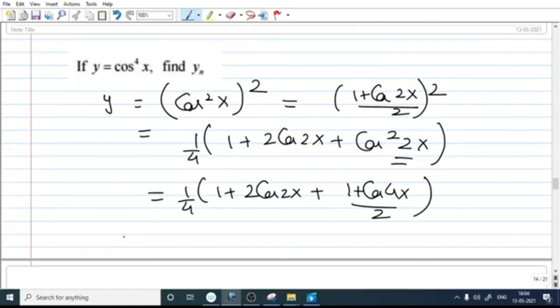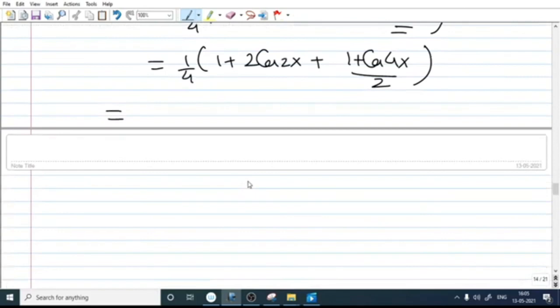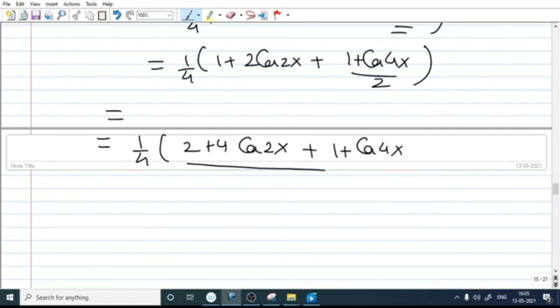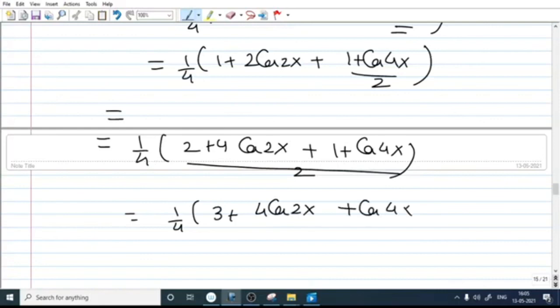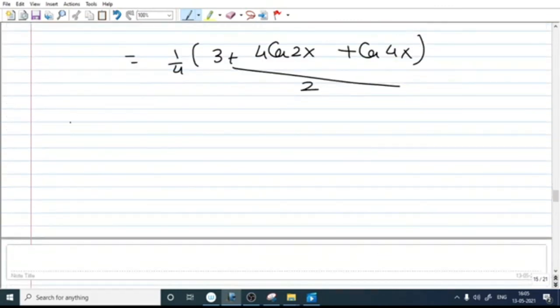Now after this, what we are going to do, we are going to cross multiply and then see what we are getting finally. So in this step, 1 by 4, here it will be 2 plus 4 cos 2x plus 1 plus cos 4x, the whole upon 2, bracket close. Now here what you have, 1 by 4 into 3 plus 4 cos 2x plus cos 4x, the whole upon 2. Now let's move on.